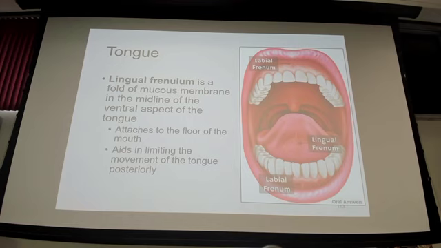The lingual frenulum and the labial frenulum. So the lingual frenulum is on the tongue. Anything we talk about as lingual, we're referring to the tongue in general, and labial, of course, referring to lips in general. So we have the labial frenulum, holding that down, and the lingual frenulum. We're going to discuss those.